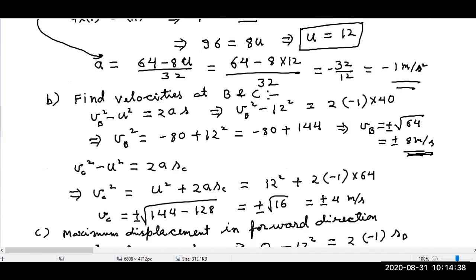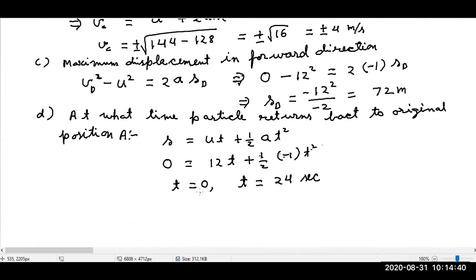So that's why we are getting two different times. This is for the initial time, the initial point, and this is after 24 seconds, the answer which we needed. So this will be the answer after 24 seconds.